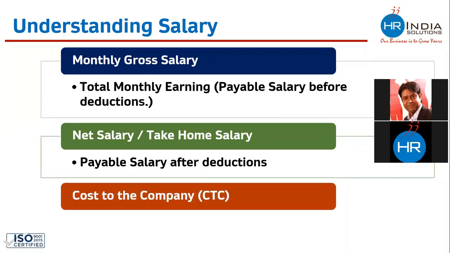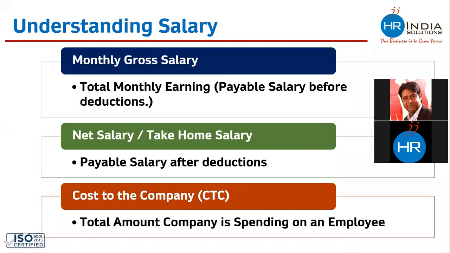Third term is the biggest term, that is called the cost to the company. As the name suggests, cost to company is the total amount a company is spending on an employee. So the total expenditure that an organization is making on an employee actually includes the total monthly salary that the company is paying to that employee, plus all the statutory contributions or the benefits that the company is giving to that employee. So the combination of monthly gross salary plus the statutory contributions and the benefits that the company is giving to that employee, we reach the cost to the company, right?